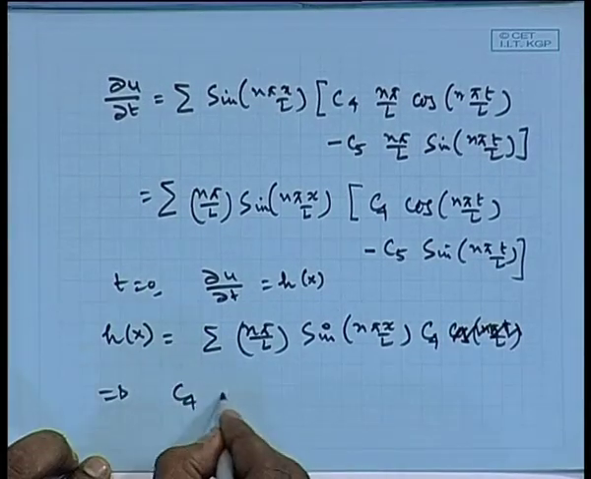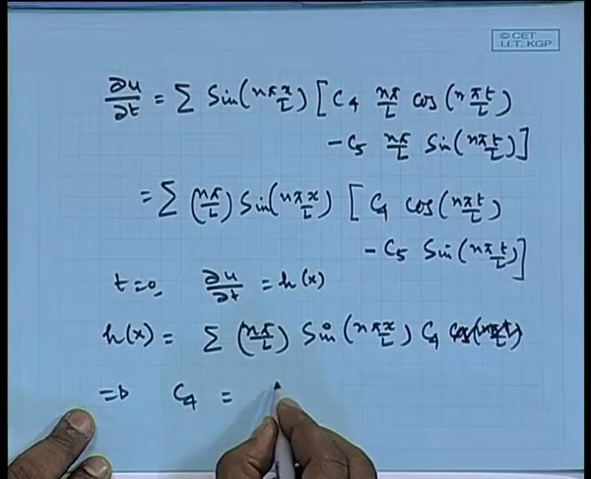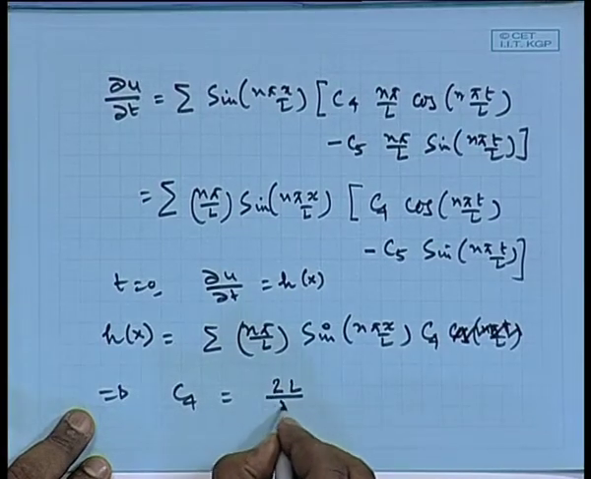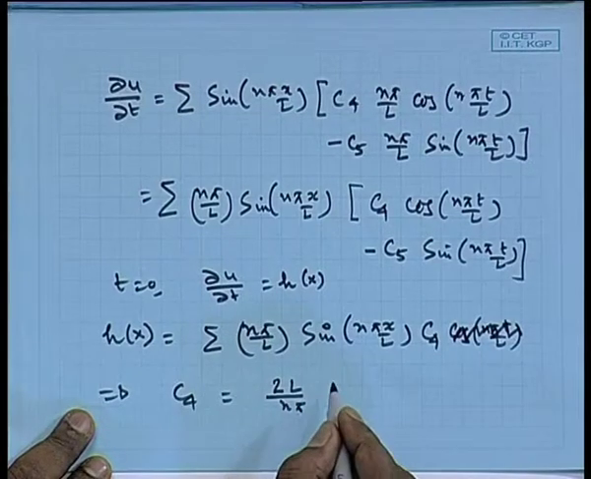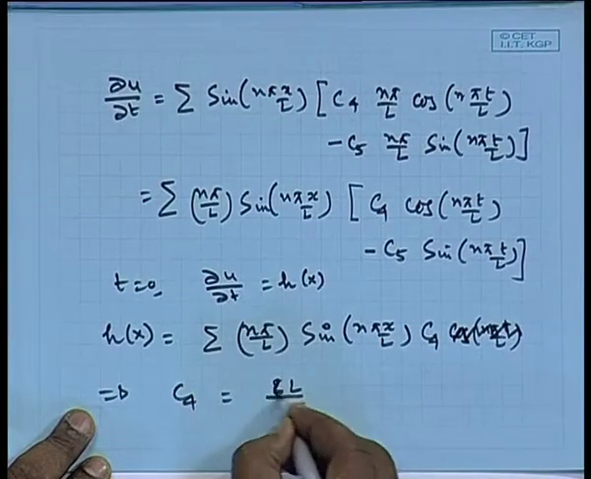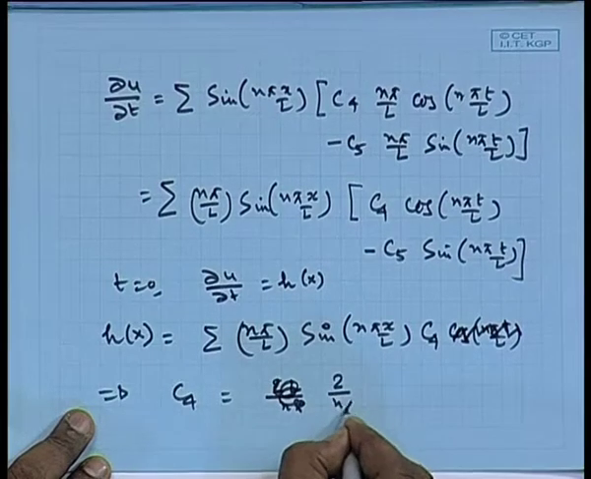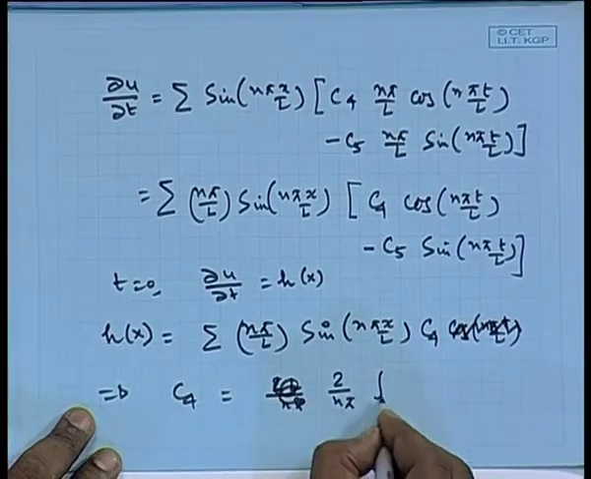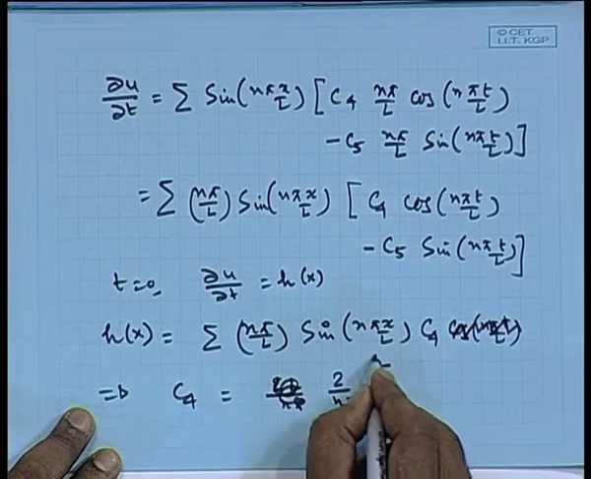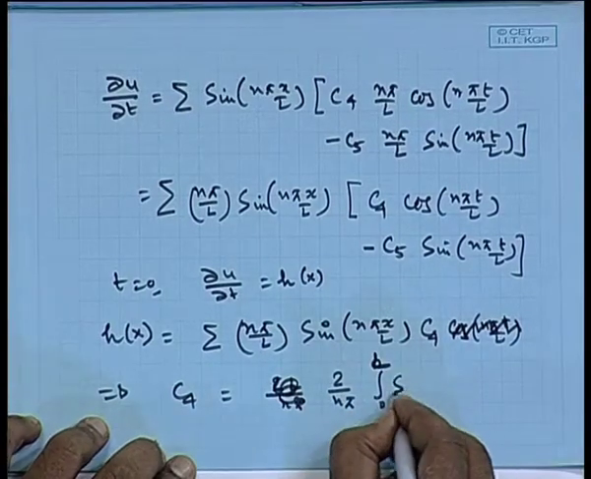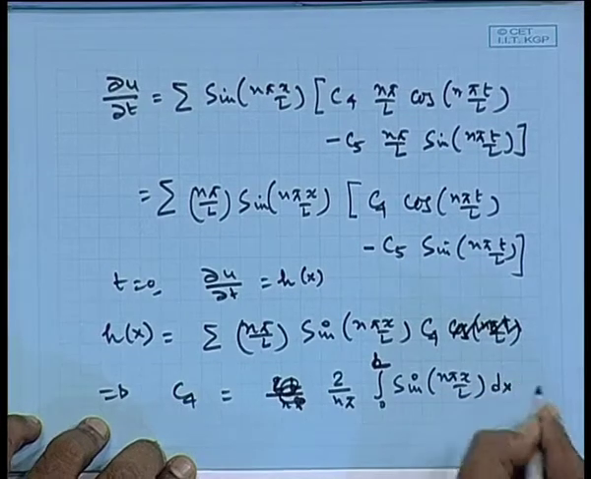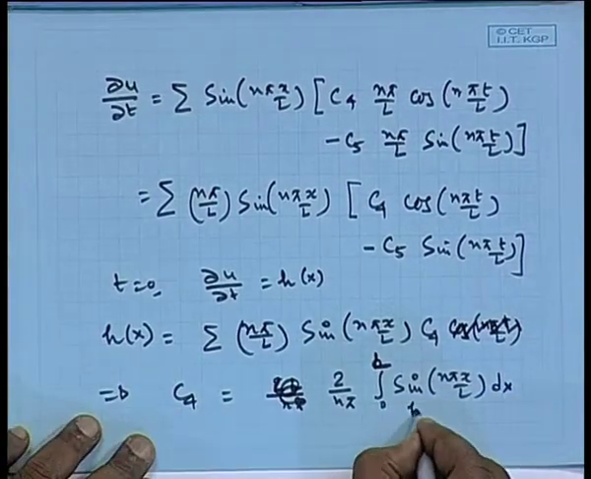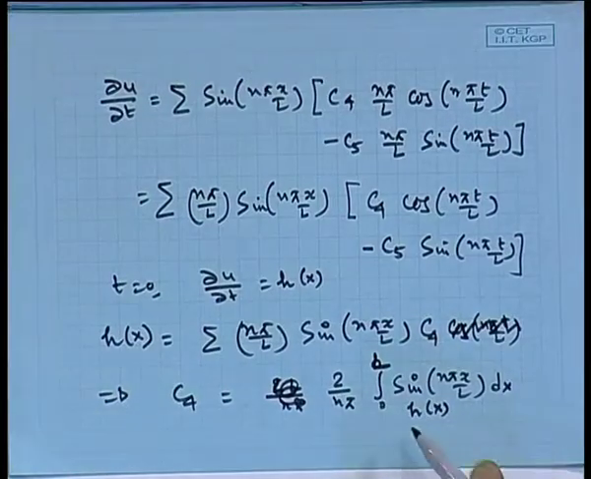So, C 4 will be what? 2L by n pi. 2 by n pi, right. L will be cancelled. 2 by n pi, integral 0 to L sin n pi x by L dx times h x. Now, depending on the value of h, you can evaluate this integral numerically.